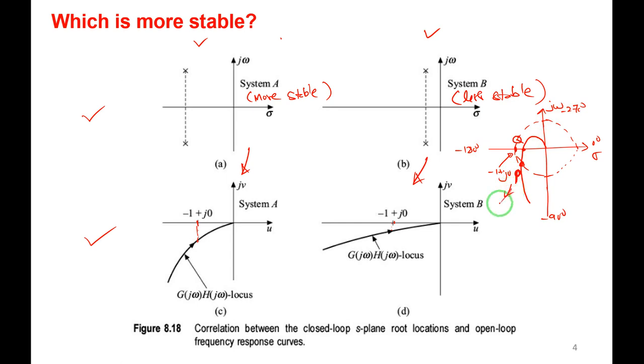What is this? It will give me omega equal to omega GC, the gain crossover frequency. Whenever the polar plot intersects the negative real axis, that is the minus 180 degree line, it gives the point Q, and the corresponding frequency is the phase crossover frequency, omega equal to omega PC. I hope you remember this, right?